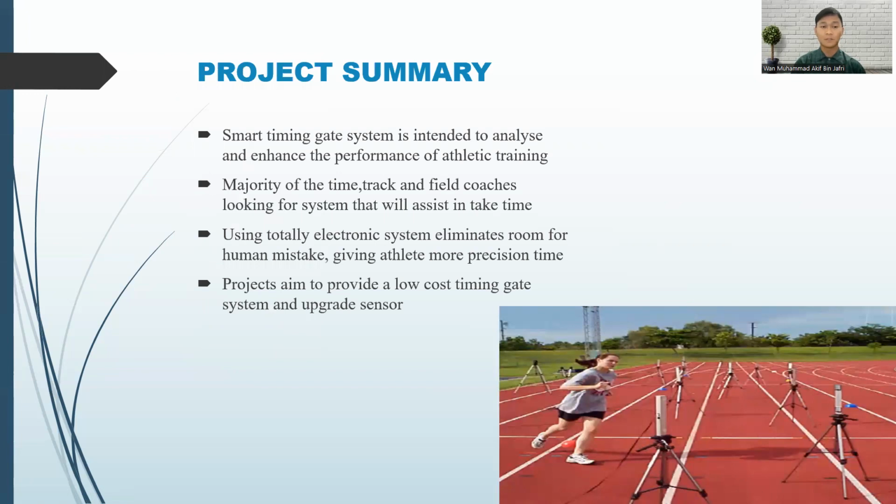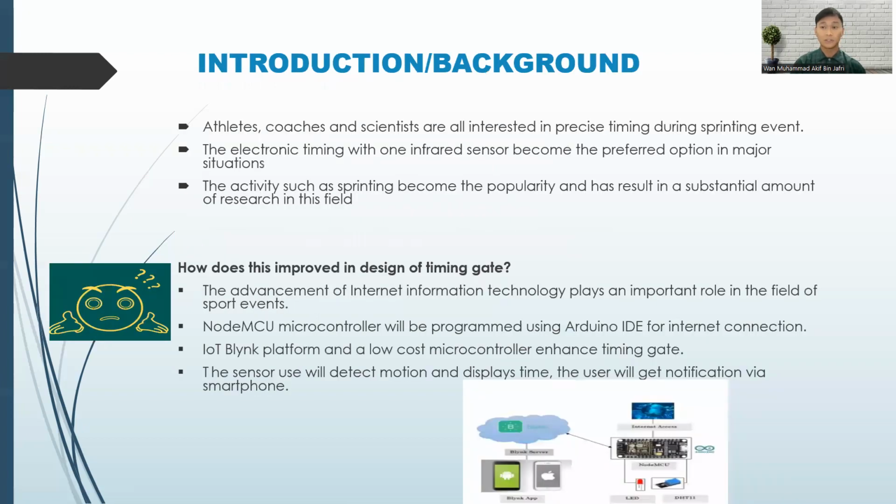The first one, project summary: the smart timing gate system is intended to analyze and enhance the performance of athletic training. Most of the time, track and field coaches are looking for a system that will assist in taking time, and using a totally electronic system eliminates room for human mistakes, giving athletes more precise time. In sport, all timing needs to be accurate to make sure the athlete gets the accurate time. The project aims to provide a low-cost timing gate system and upgrade the sensor to make it better.